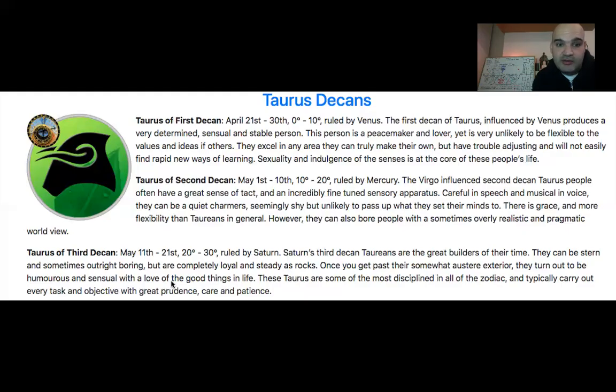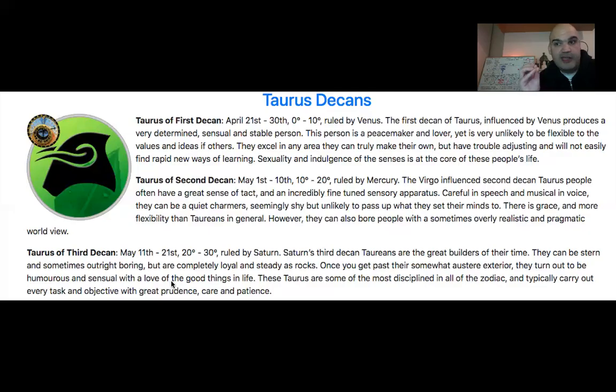So the third decan of Taurus is from May the 11th to May the 21st, and is from 20 degrees to 30 degrees, and is ruled by Saturn. Saturn's third decan Taurians are great builders of their time. They can be stern and sometimes outright boring, but are completely loyal and steady as rocks. Once you get past their somewhat austere exterior, they turn out to be humorous and sensual, with a love of good things in life. These Tauruses are some of the most disciplined in all of the zodiac, and typically carry out every task and objective with great prudence and care and patience.